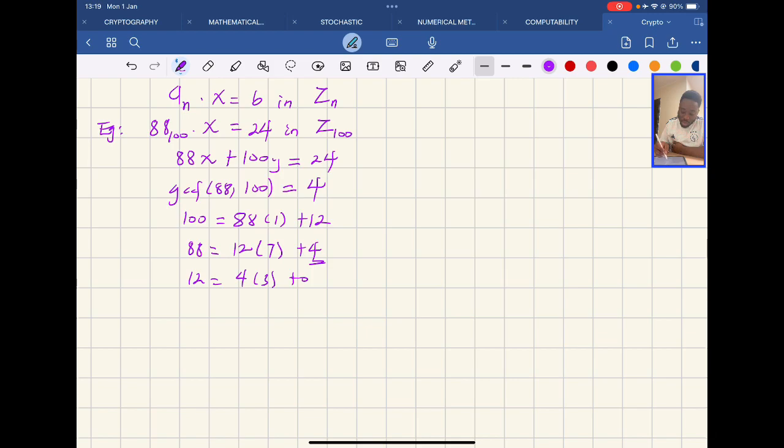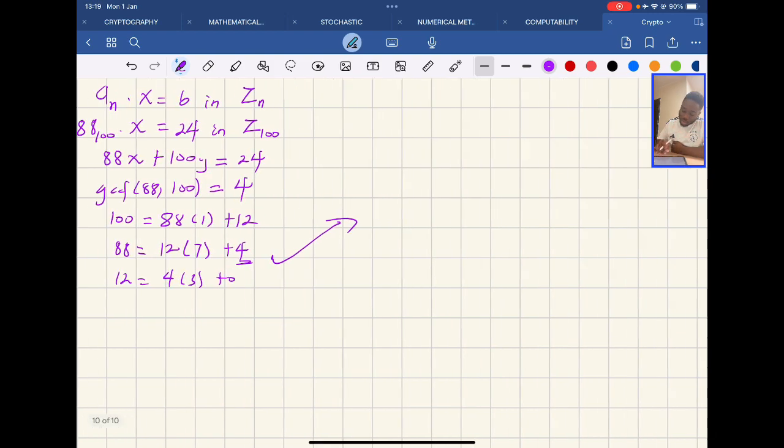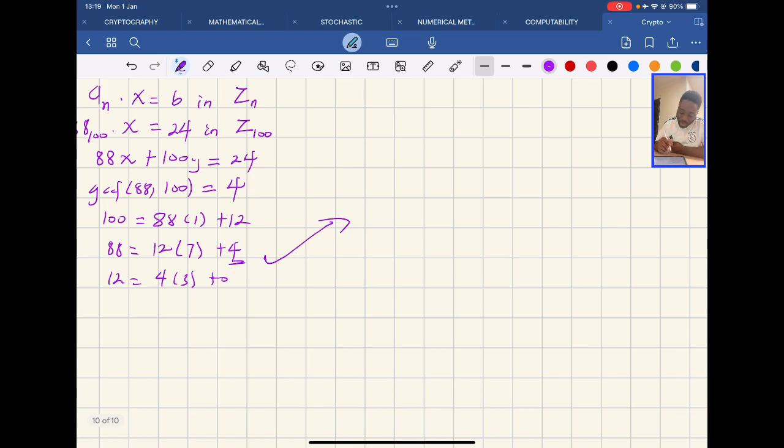Then we solve this equation backwards. So let's move on over here. If you are solving this backwards, then it means that you are making 4 the subject. So you are going to get 4 is equal to 88 times 1 minus 12 times 7.